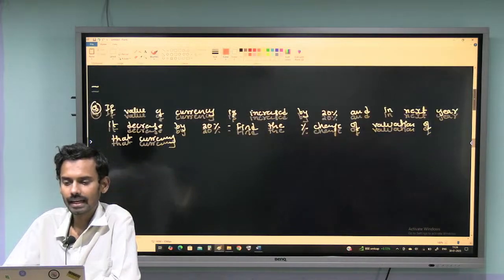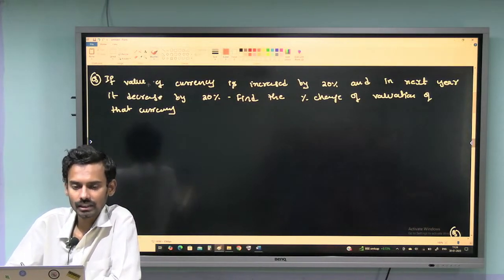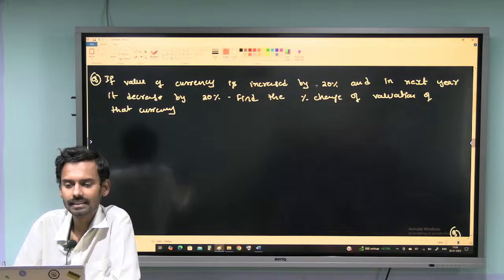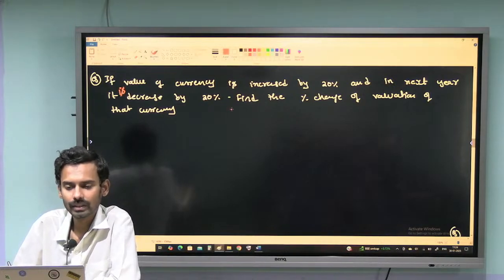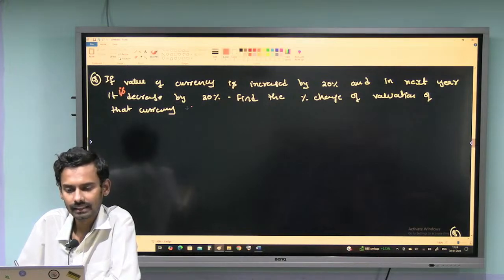Now we can have multiple questions like this. Here, if the value of a currency is increased by 20% and in the next year it is decreased by 20%, find the percentage change of valuation of that currency in these 2 years.